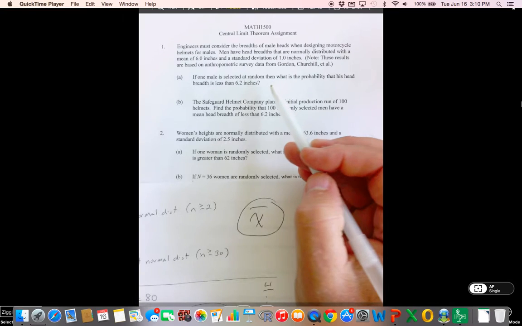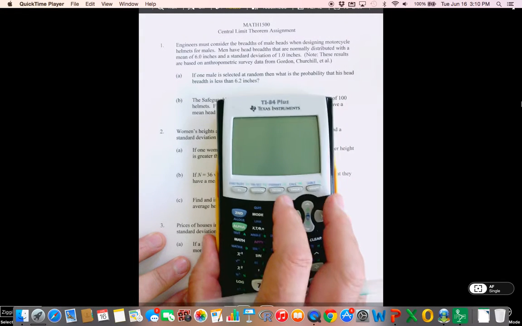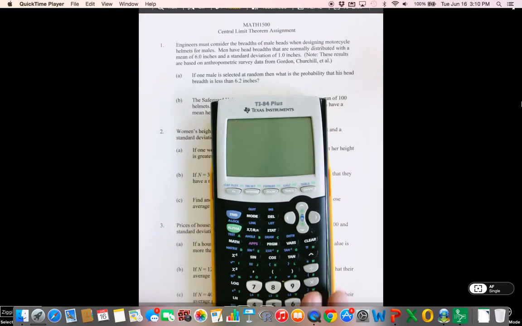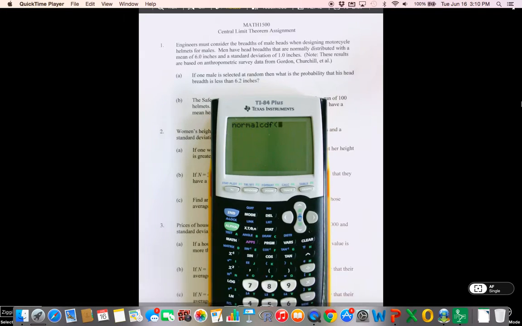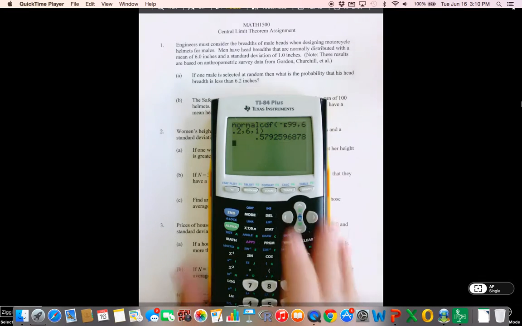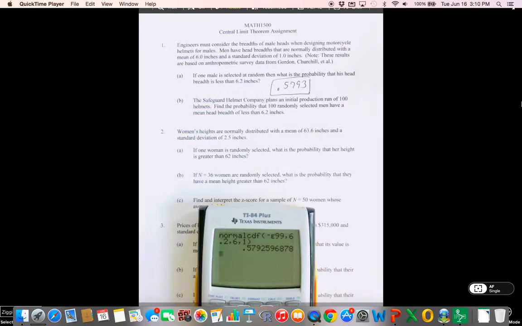A lot of times students will say, well, I can't do this problem. Well, you could do it before we started, and there's no reason you can't do this now. If one male is selected at random, what's the probability his head breadth is less than 6.2 inches? Just like we did before, one at a time. Second function distribution, normal CDF. Less than 6.2 means we start with negative E99 and go up to 6.2, with a mean of 6 and a standard deviation of 1. So, guys, 0.5793 is the answer to that problem.